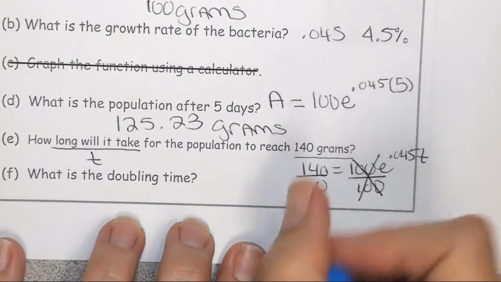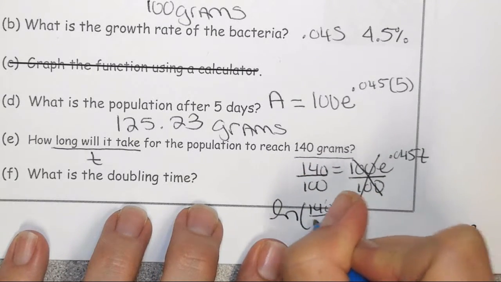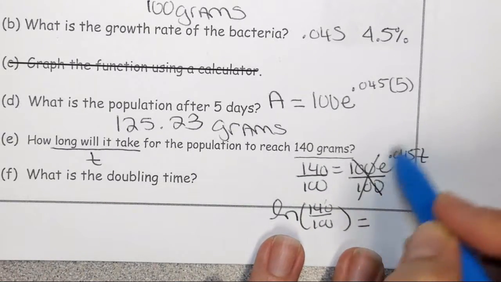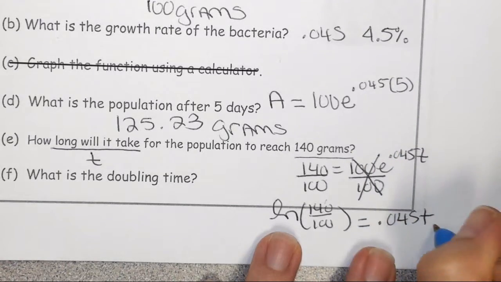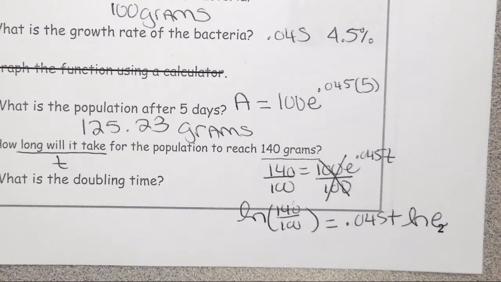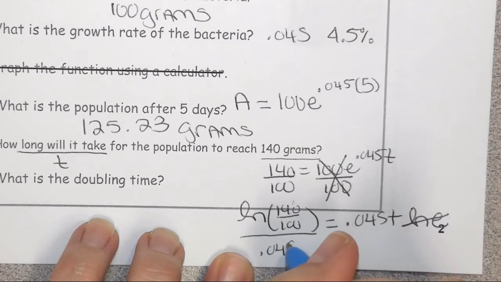And now we're going to do exactly what Kaylee said. We're going to ln both sides. So ln of 140 over 100 equals, when I ln the right, what happens to the 0.045? Comes down out front. So 0.045t ln of E. Now what happens to an ln of E? They cancel because it's like 1. And 1 times all this is just all this. So 0.045 times t, so how do I make that just a t? I have 0.045.